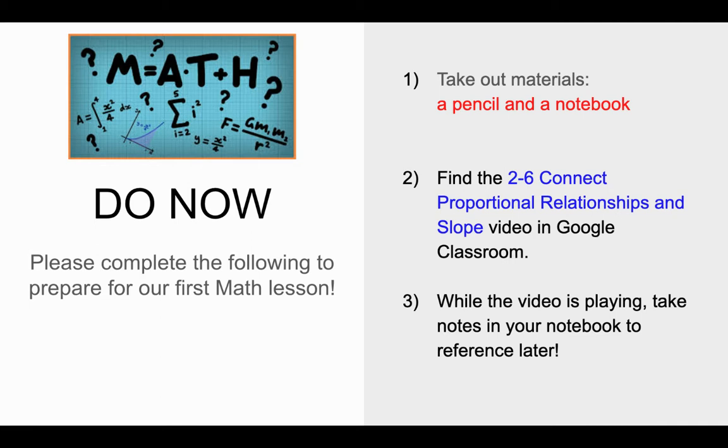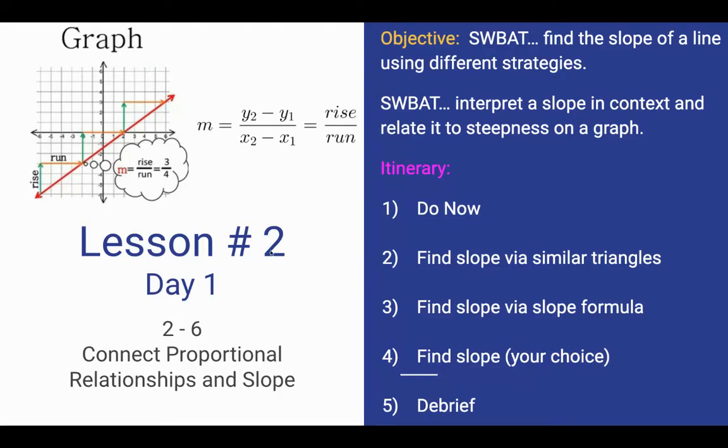Today's do now is to take out our materials, again, a pencil and a notebook. And in Google Classroom, if this video is not already playing, you can find the 2-6 lesson, Connect Proportional Relationships and Slope. And just a reminder, while the video is playing, take notes in your notebook to reference later. Okay, so this is our second lesson. It's 2-6 called Connect Proportional Relationships, what we learned last week, and this new word for 8th grade called slope. All right, so we're going to see this in a graph today, as well as this formula. These are our two big ways of calculating slope.